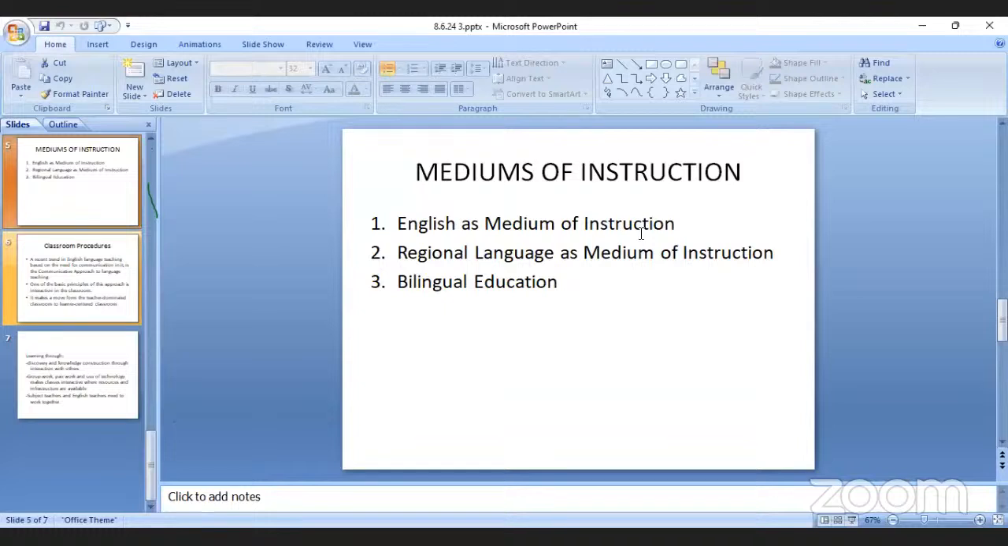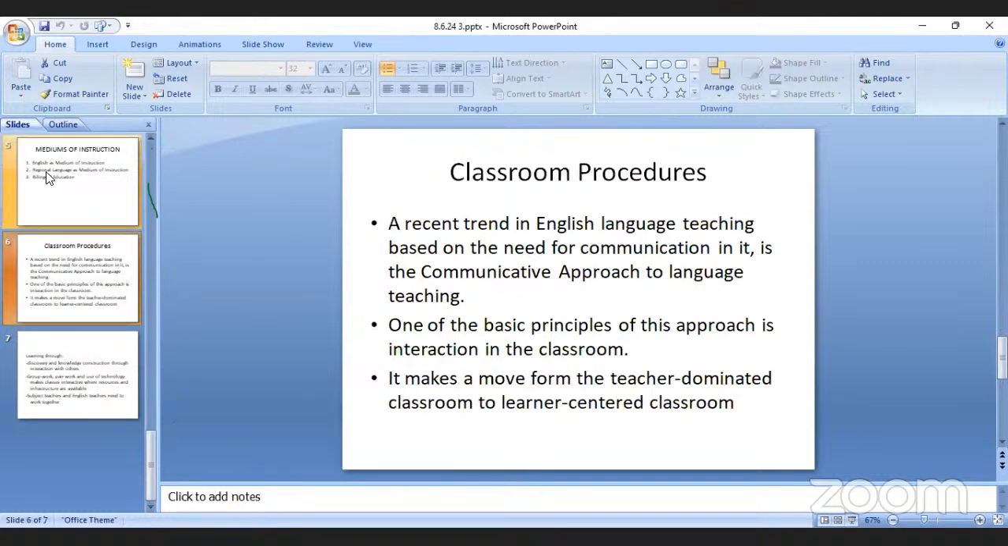We will just look into English as medium of instruction. Those who have the textbooks, please open the textbook and look into that. There are some sample questions here which say: discuss the problems arising out of the changing government policies.